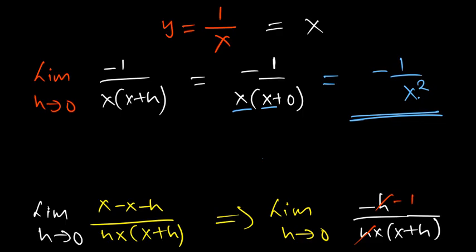x raised to the power negative 1 is the same as 1 over x. To differentiate, multiply by the power as a coefficient, negative 1. Reduce the power by 1, it will be negative 2. Take it to the denominator, it will be negative 1 over x squared. The power becomes positive when it goes to the denominator.